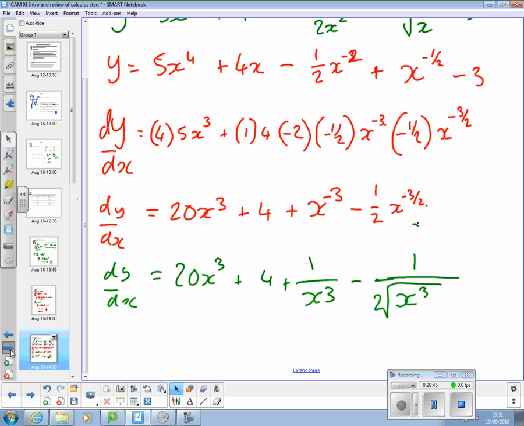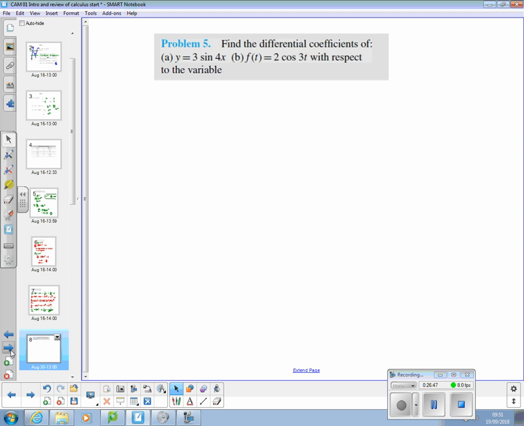So, moving swiftly on, find the differential coefficients of A. Have I missed? Oh, I might. Where I pulled him out of the book, he's got a problem 4 in there that I haven't chosen. That's all. Yeah.